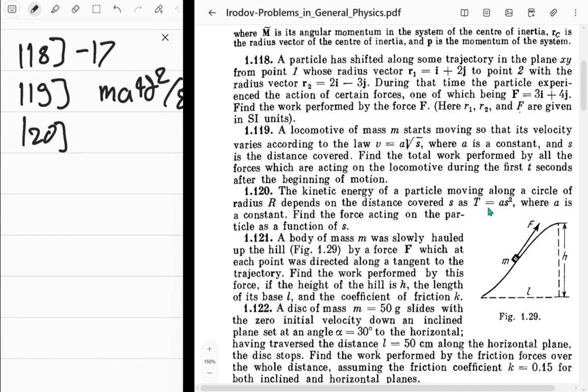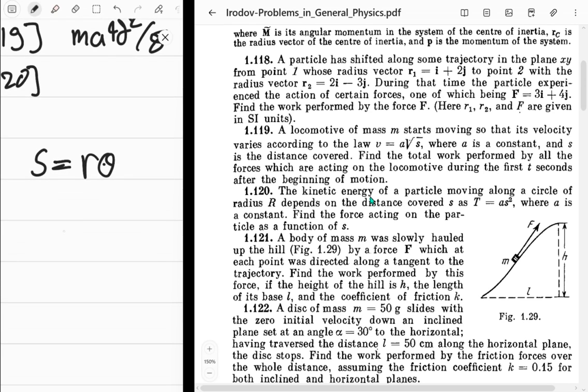Wait a second. If it's just moving on a circle, then the distance covered is just r times theta, right? So basically the kinetic energy is just a r squared theta squared. So what we want is the gradient of this thing, but you don't even know what gradient is, so that will be hard to tell you.